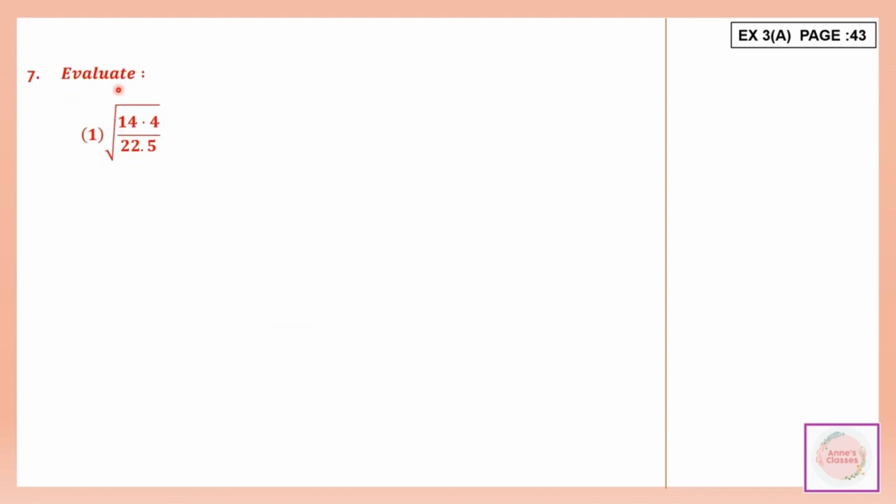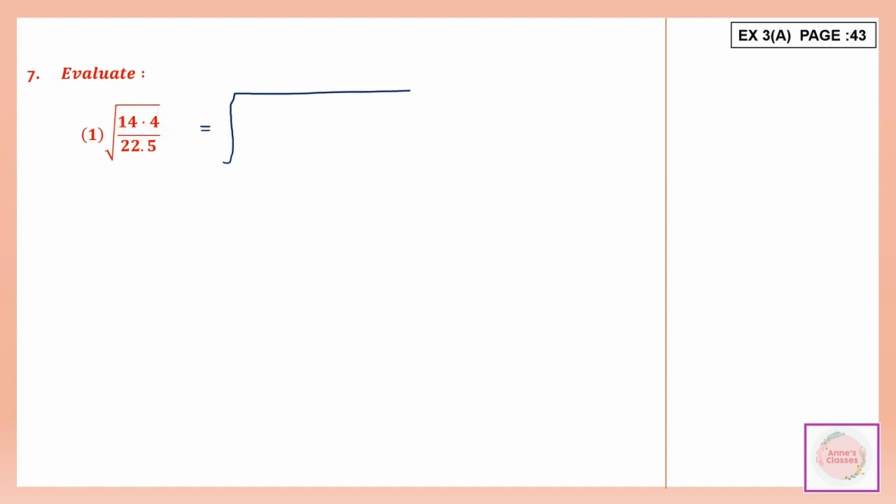Question 7, evaluate. Now we're going to divide. We're going to find the square root of 14.4 divided by 22.5. As you can see, both are decimal numbers. So what are we going to do? We know that if we have to remove a decimal point, we have to divide it by 10 or a higher power of 10. Now let's take 14.4.